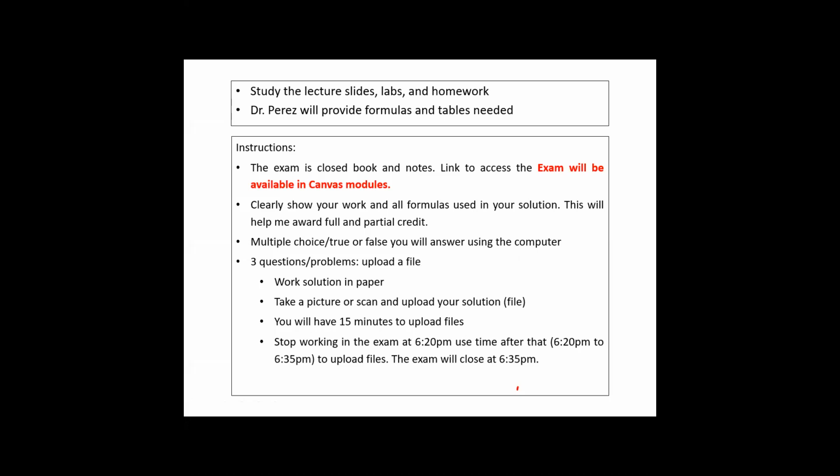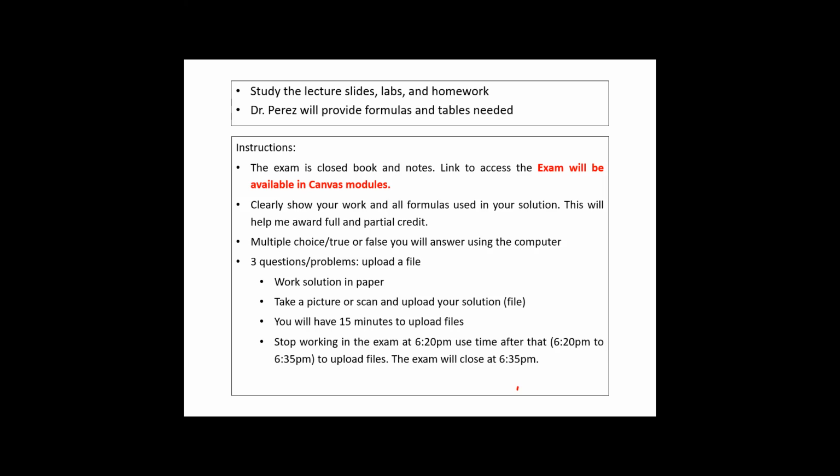Multiple choice and true or false questions will be answered on the computer. And then you're going to have 3 problems in which you have to upload a file. So my advice is that you work the problems on paper and then you take a picture or scan that sheet of paper with the solution, and then you upload that file to the system. As always, I will provide you with an additional 15 minutes to upload the files.